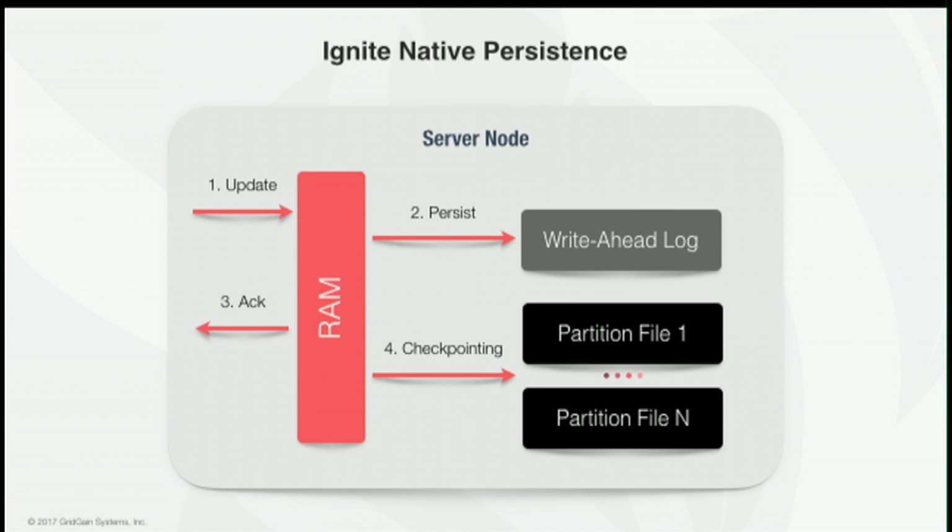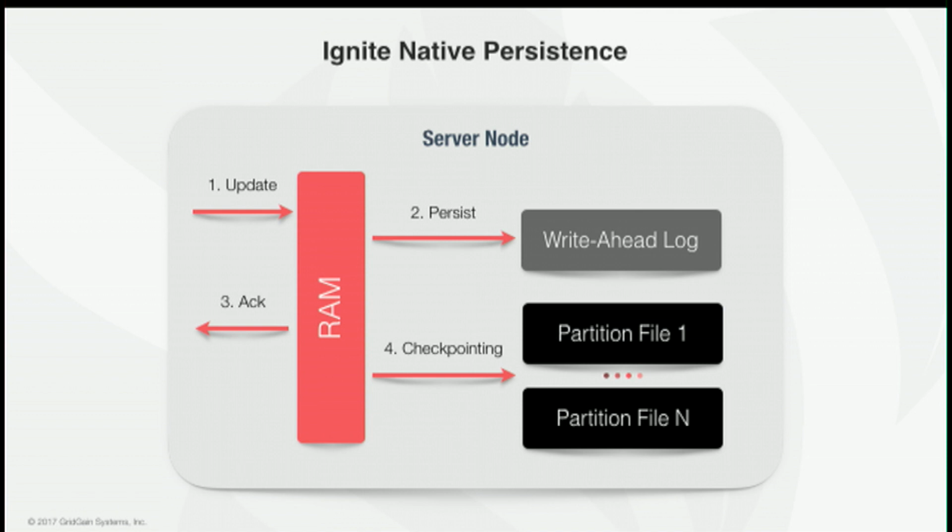So this picture basically represents a single node. The storage is distributed, and every node will have several partition files, right? So here it's like from 1 to n, but actually it will be a subset of partitions on every node. And whenever we update something, we first update the memory. We first update the RAM. And then we synchronously update the write-ahead log. And that's the only thing that is updated synchronously.